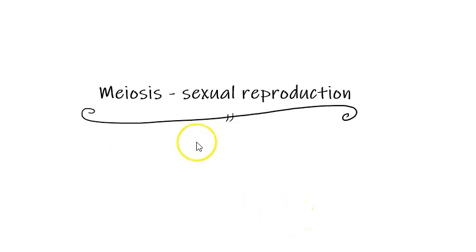Kia ora tātou. In this video we're going to look at meiosis, another form of cell division, different to mitosis, and its importance for sexual reproduction.